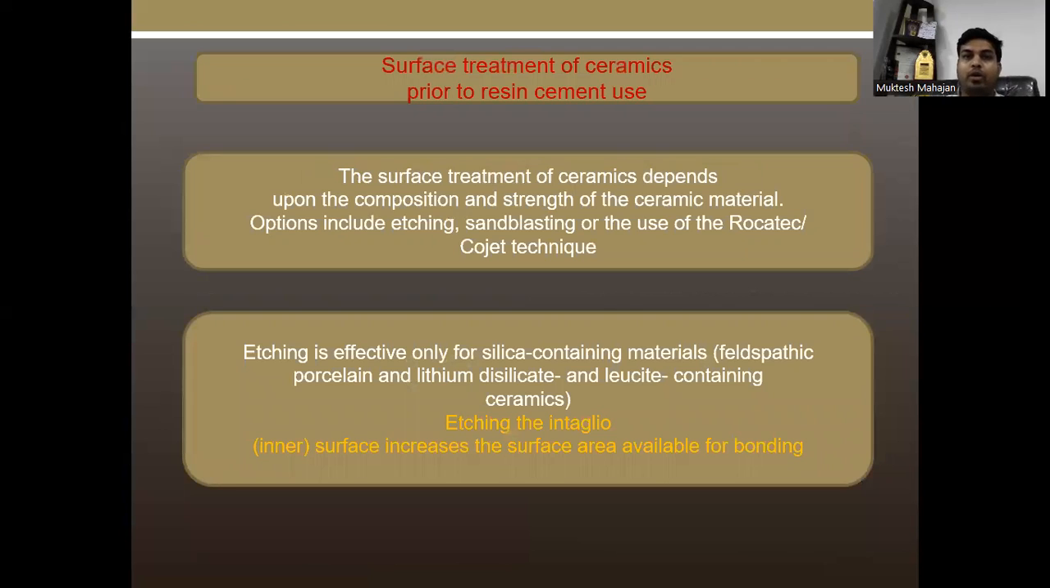The surface treatment of ceramic prior to the resin cement fill. The surface treatment of the ceramic depends upon the composition and strength of the ceramic material. Options include etching, sandblasting, or use of the Rocatec or CoJet technique. Etching is effective only for silica containing material: feldspathic porcelain, lithium disilicate, and leucite containing ceramics. Etching the intaglio surface increases the surface area available for bonding.